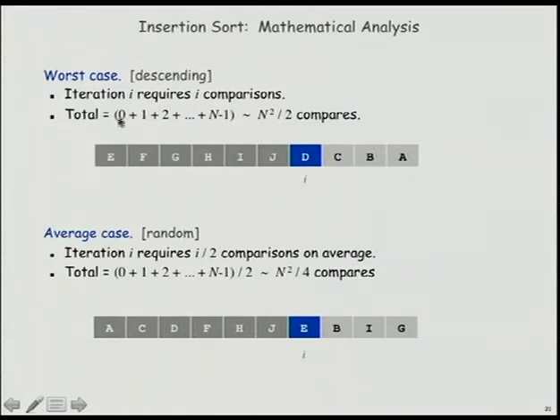And of course, you should know by now that the sum of 0 to n minus 1 is approximately equal to n squared over 2. So in the worst case, we have a running time complexity of n squared over 2. Now let's look at an average case, a random case, where I've shuffled the cards. Here I would argue that iteration i would take on average i over 2 comparisons.